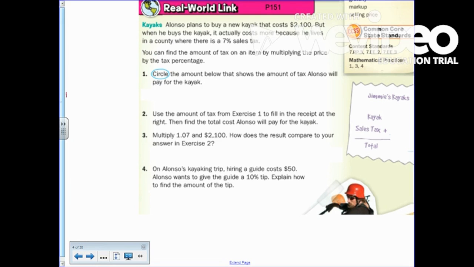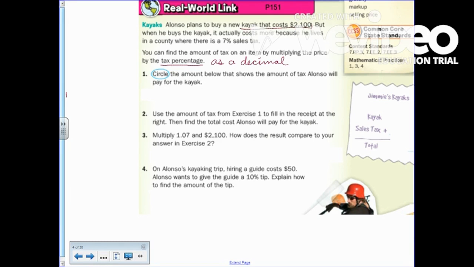So here is a real-world link on page 151 that says, Alonzo plans to buy a new kayak that costs $2,100. But when he buys the kayak, it actually costs more because he lives in a county where there is a 7% sales tax. You can find the amount of tax on an item by multiplying the price by its tax percentage. Just remember, when you multiply by that tax percentage, you have to do it as a decimal. Otherwise, you're going to have a way bigger number than you should. So let's take a look at Alonzo's situation here.